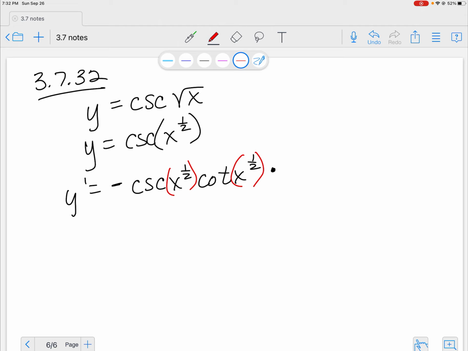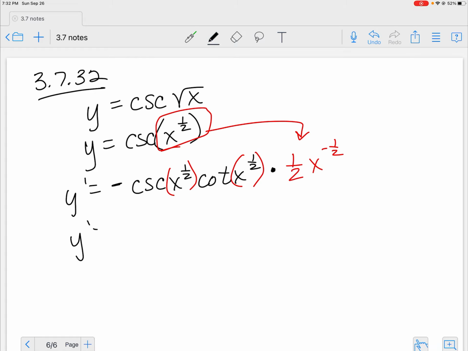And my inside function here is this x to the 1/2. That is an inside function, even though it's written twice, and it's only written twice because of the derivative of cosecant. My actual inside function here is this x to the 1/2. Do you see that? So that's my actual inside function. So bring the 1/2 in front, subtract 1 from that exponent. Okay, then clean it up.